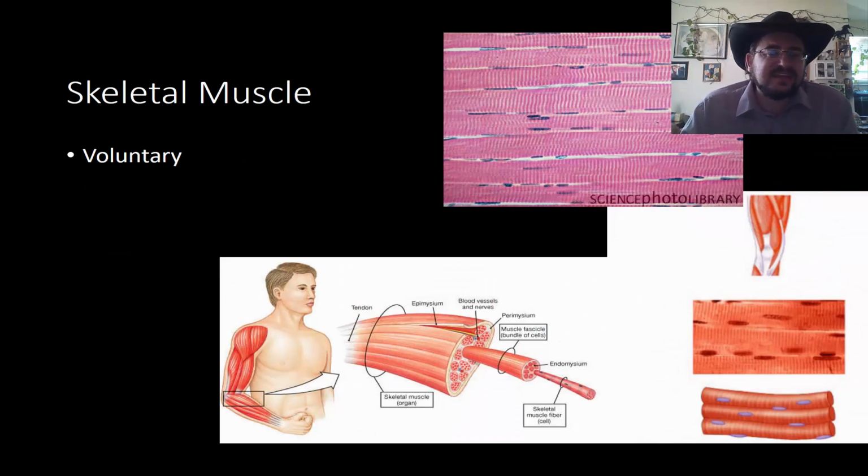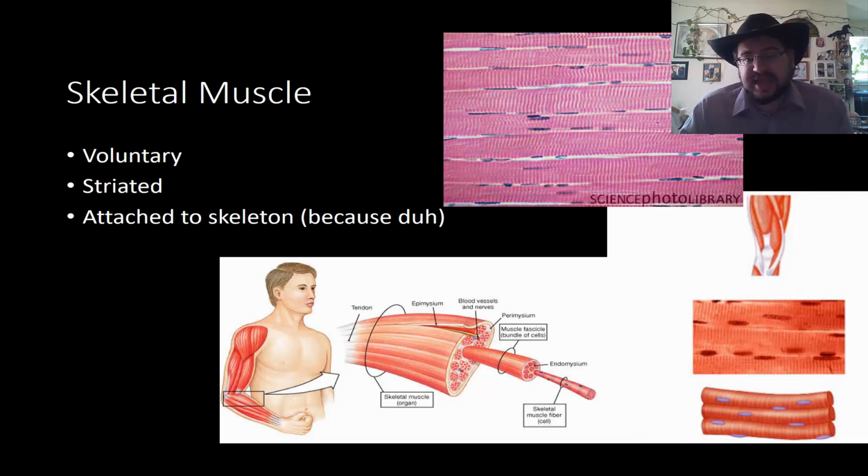Finally, we have skeletal muscle. This is under voluntary control. It is striated. We have those nice, beautiful bands. It is attached to the skeleton. Skeletal muscle generally attaches two different bones. So we talk about an origin and an insertion.